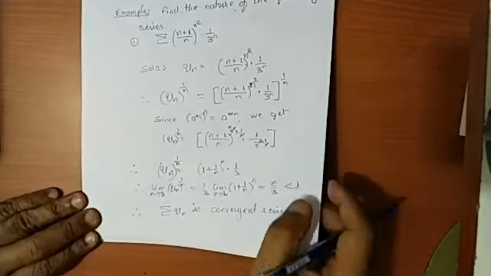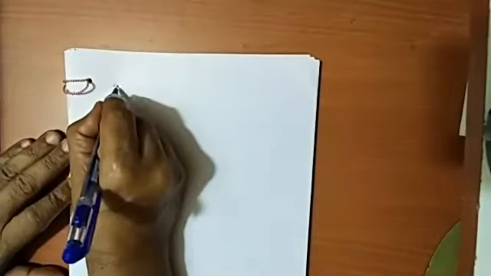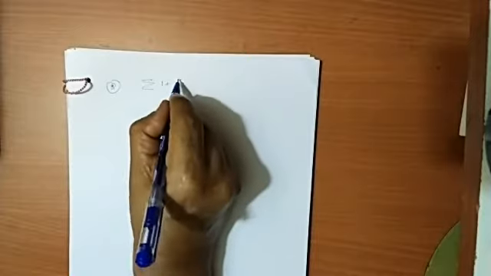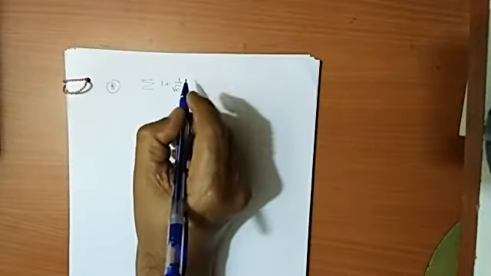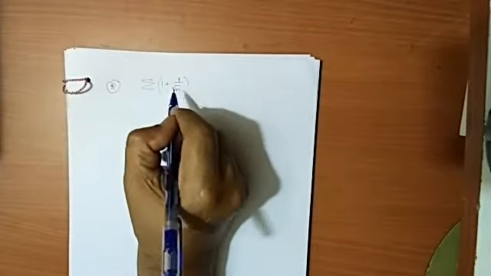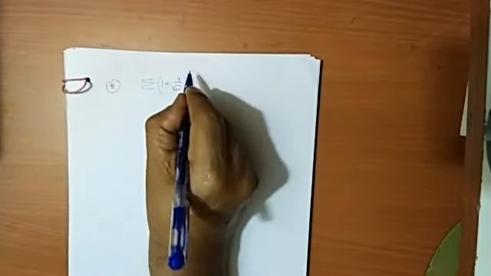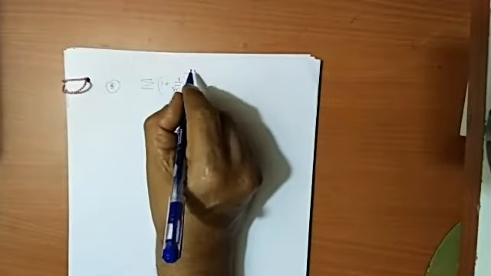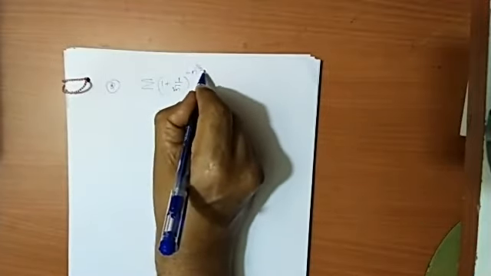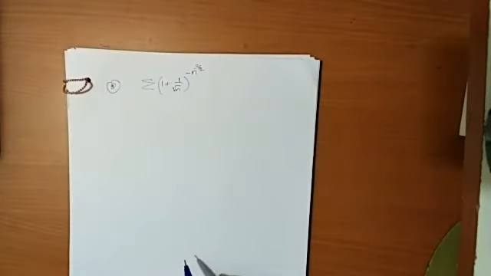Now I go for the second one from the example. The second one is sigma, directly they have given (1 plus 1 by root n) raised to minus n raised to 3 by 2. So I have to find out the nature of this series.